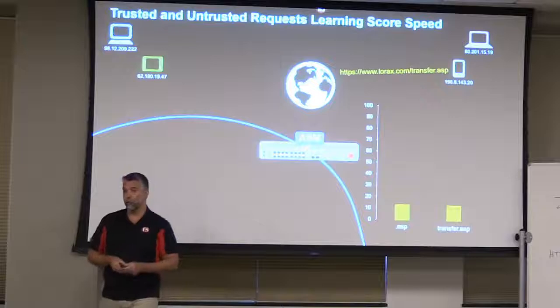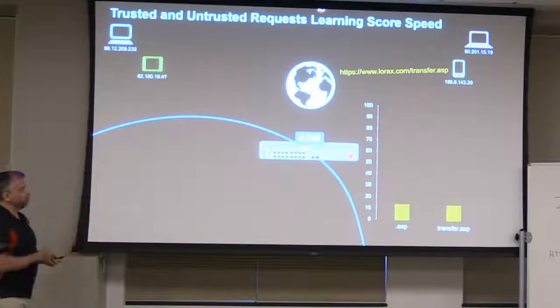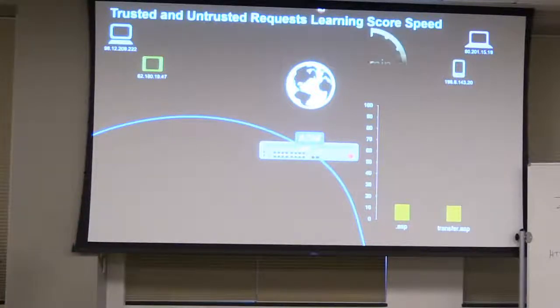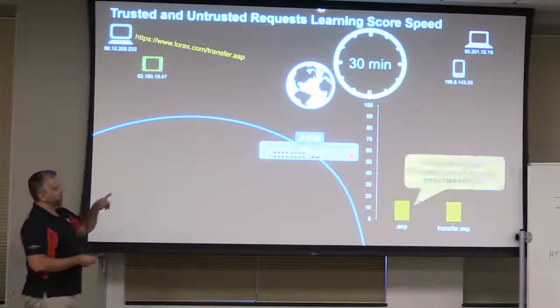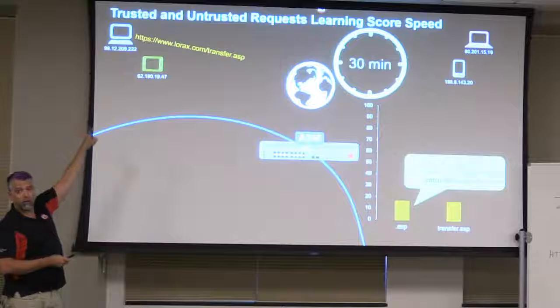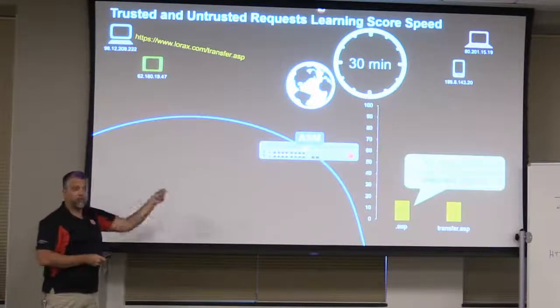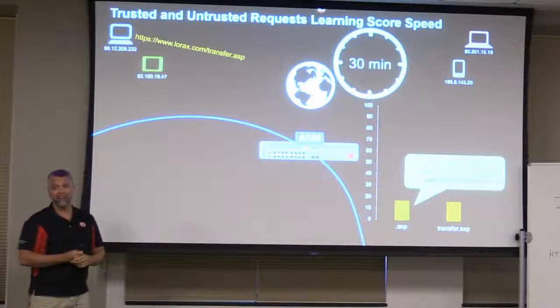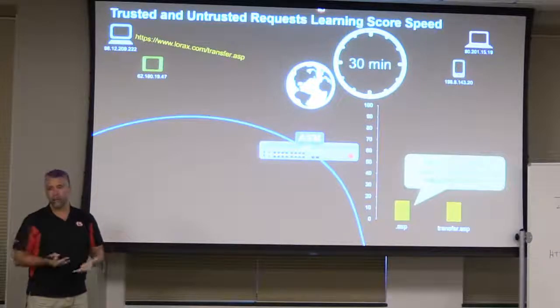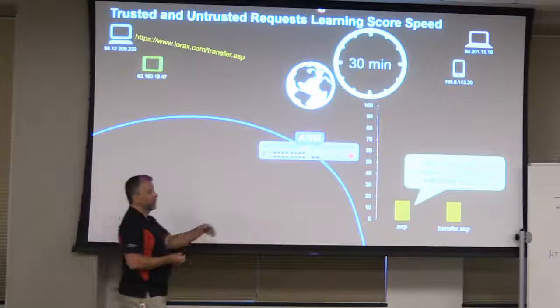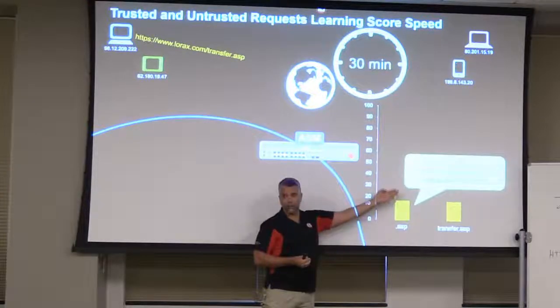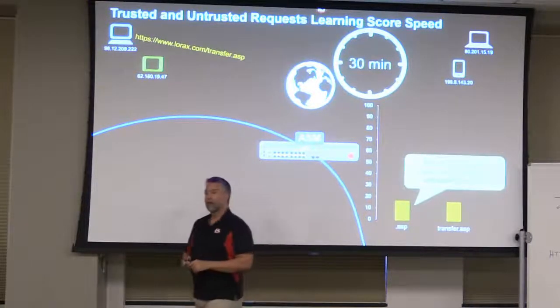So requests from untrusted requests affect the learning score, but it goes up very slowly from those untrusted requests. Now I have some other users from my internal network, and some time has gone by. So again, in order for that computer to affect that learning score for that file type again, some time has to go by. They can't just sit there and refresh that page over and over again and have that learning score go up.